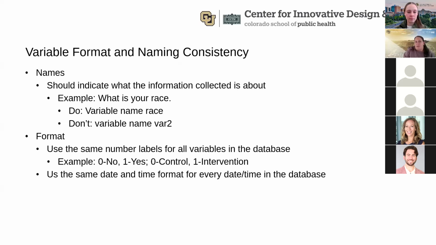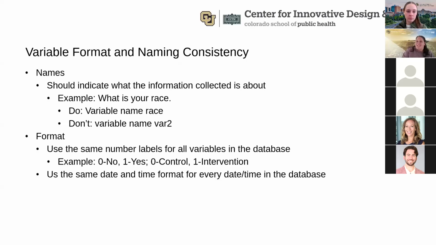So when you're making choices, for example, a yes and a no, you don't want for one variable or for one question, 0 to be no and 1 to be yes, and then in another question, 1 to be yes and 2 to be no. That's not consistent, that's not standardized. And so it can make it, again, more difficult on the back end as we're trying to conduct analysis or even doing data cleaning because it's not consistent throughout, right?